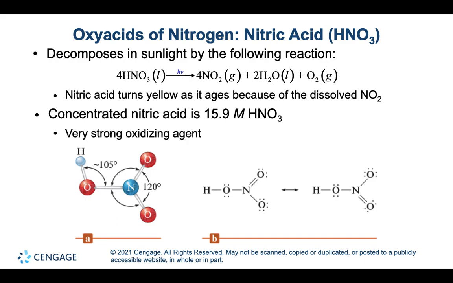HNO3, you don't want it exposed to sunlight because it decomposes into gases, which can then build up pressure in your container. So nitric acid tends to turn yellow as sunlight shines on it, and that's the NO2 dissolved in the acid that changes its color. Concentrated nitric acid at its highest solubility level is nearly 16 molar, 15.9 molar. But it's not just acidic, it's also a strong oxidizing agent. So it's got a high tendency to form explosives and supply oxygen to anything that needs to burn.